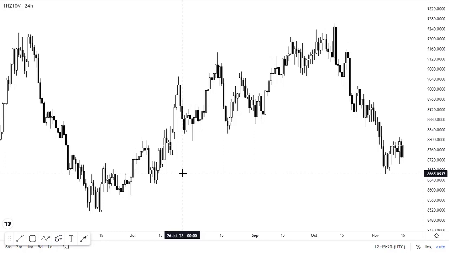Okay, guys, so I'm going to be explaining this void in the market for you guys. So this is Volatility 10 (1s), and I'm going to be using that to explain for you.